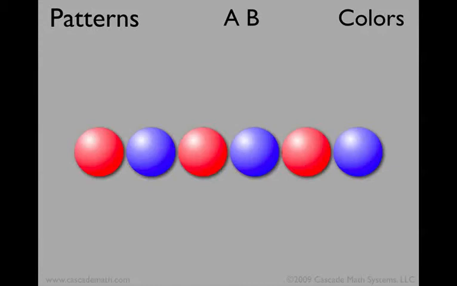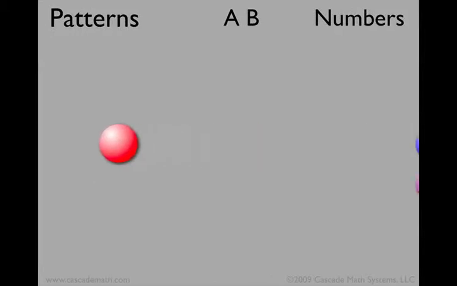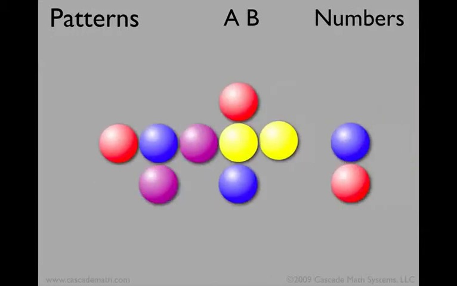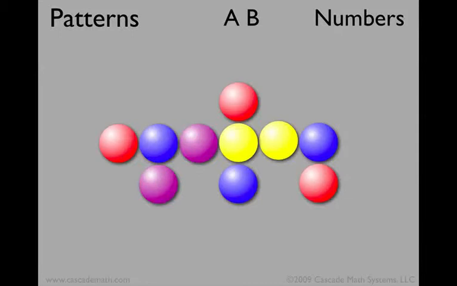What about this pattern using numbers? Is this an AB pattern? What do we need to change to make it an AB pattern? Your teacher will pause the movie while the class discusses how to change this pattern to make it an AB pattern. Here's how I would change the pattern to make it an AB pattern. Take one of the balls in the column with 3 balls and get rid of it.